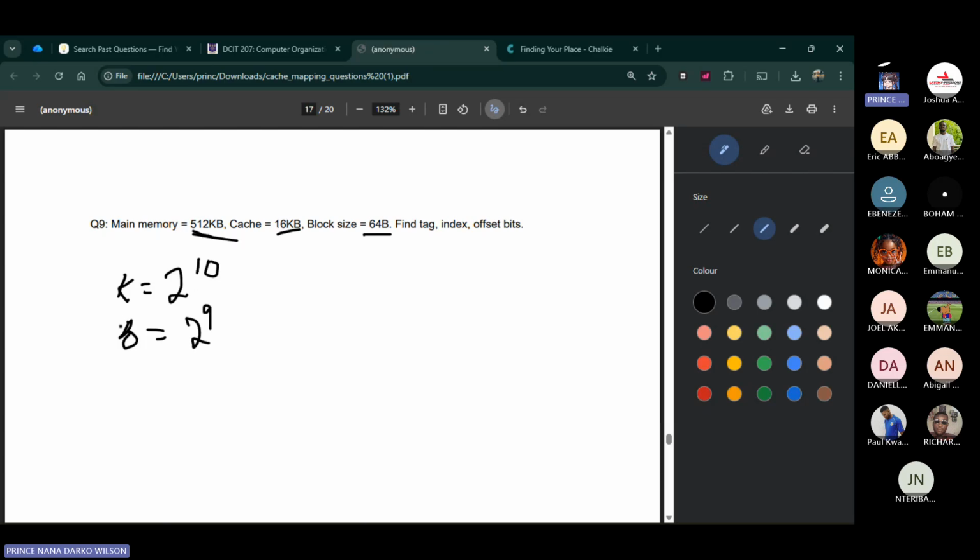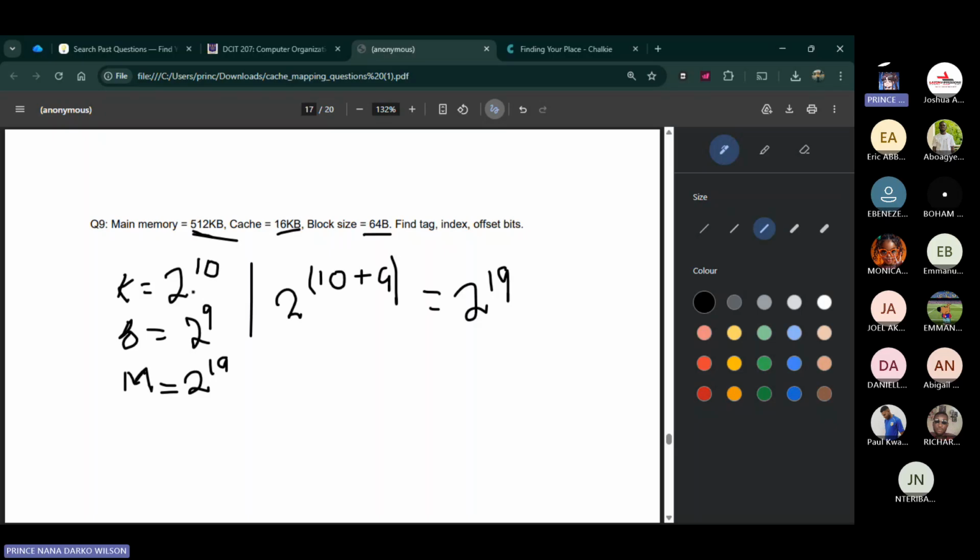And in order to combine the kilo and the byte, you just multiply the two. So you do 2 to the power 10 times 2 to the power 9. And we know that when you're multiplying numbers and the bases are the same, you just add the powers. So it becomes 2 to the power 10 plus 9, which is 2 to the power 19. You don't need to show all this, just compute it in your head quickly. So you just change your 512 kilobytes to 2 to the power 19. That's the equivalent of the memory, the RAM. So the main memory is that.